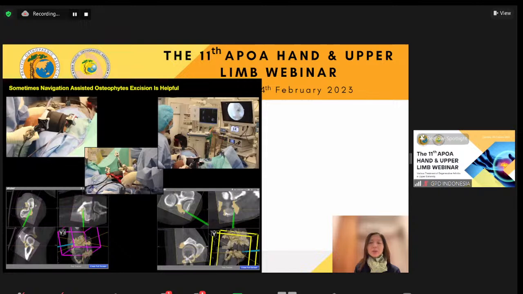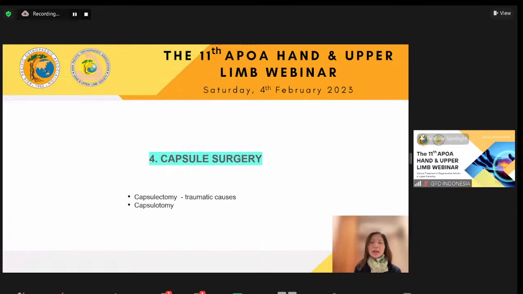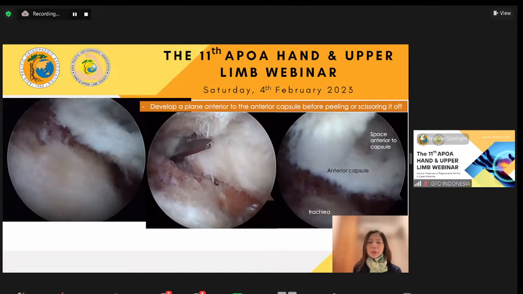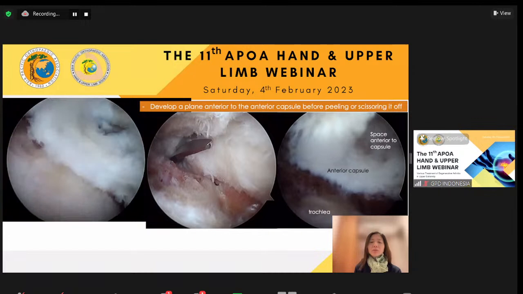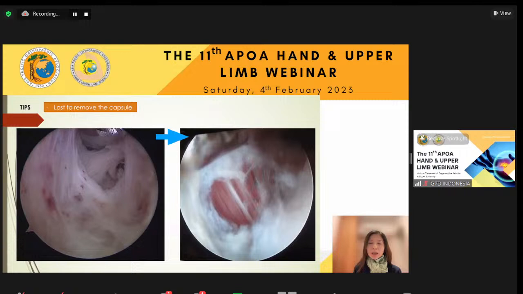Fourth, capsule surgery. I tend to excise the capsule if it is a traumatic osteoarthritis, post-traumatic osteoarthritis. If the endpoint is soft, I also tend to excise the capsule to prevent it from tethering the motion. We can develop a plane anterior to the anterior capsule before peeling or scissoring, and this is safe to the neurovascular bundle. We can do the capsulotomy and capsulectomy procedure as the last part of the surgery to prevent extravasation.